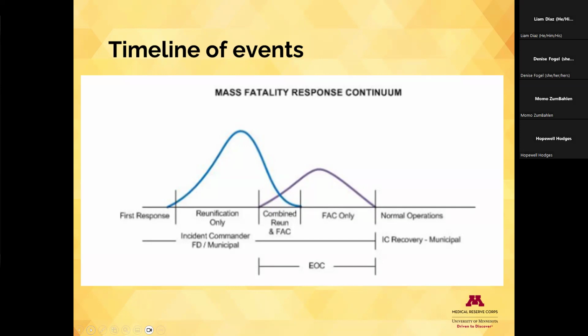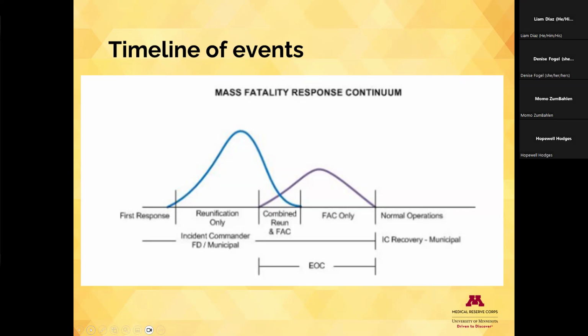Then again, we talked about reunification. Oops, jeez. Well, I lost my mic. All right. Can you hear me? Good, Adam. We can hear you.